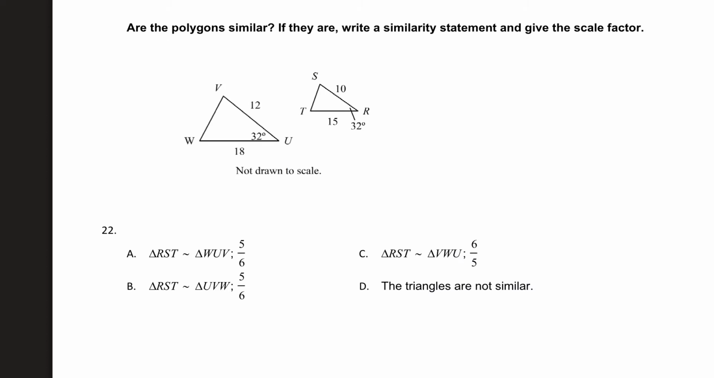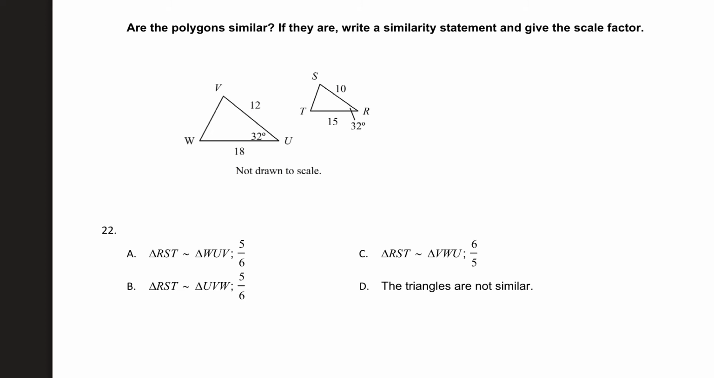Okay, number 22. Are the polygons similar? If they are, write a similarity statement and give the scale factor. Okay, we have 3 sides and an angle. The angle is congruent and they look like they have the same orientation. So I'm immediately thinking maybe the side angle side similarity postulate will work for this one.